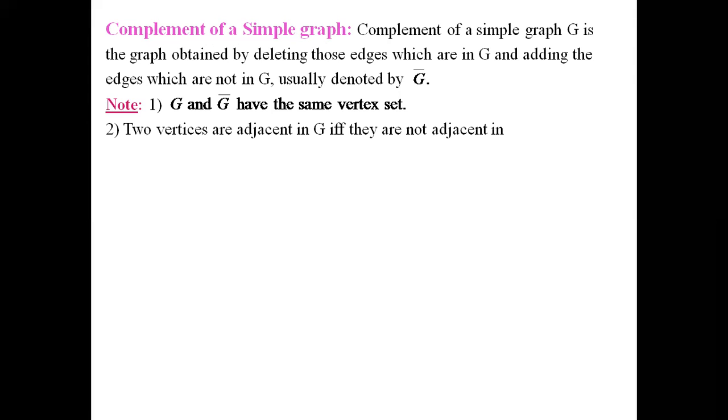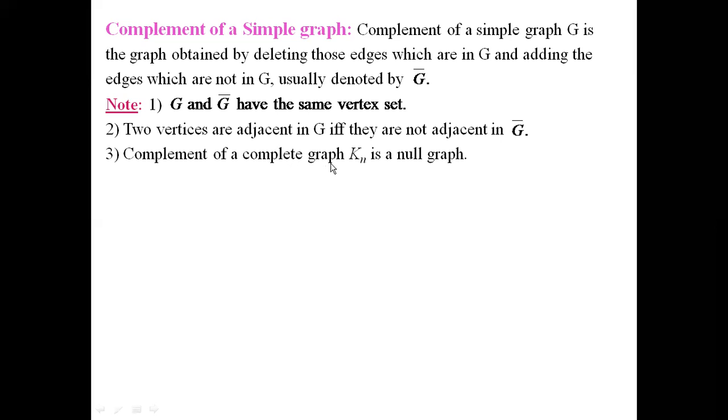Two vertices are adjacent in G if and only if they are not adjacent in G complement. So if two vertices have an edge in the graph G, then that edge will be deleted in the complement of the graph. That is the reason two vertices are adjacent in G if they are not adjacent in the complement of that graph.